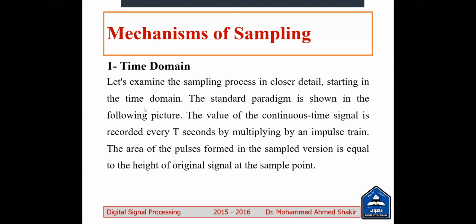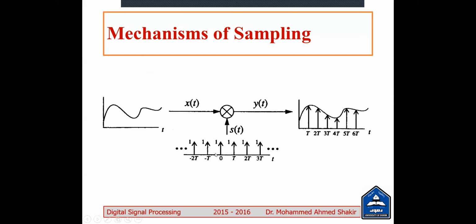This is what? An analog signal, X of T. And this will be what? Will be the sampling function, S of T. Okay? Look at, these are what? Are impulses with the same amplitude, okay? The amplitude of each impulse is equal to one.